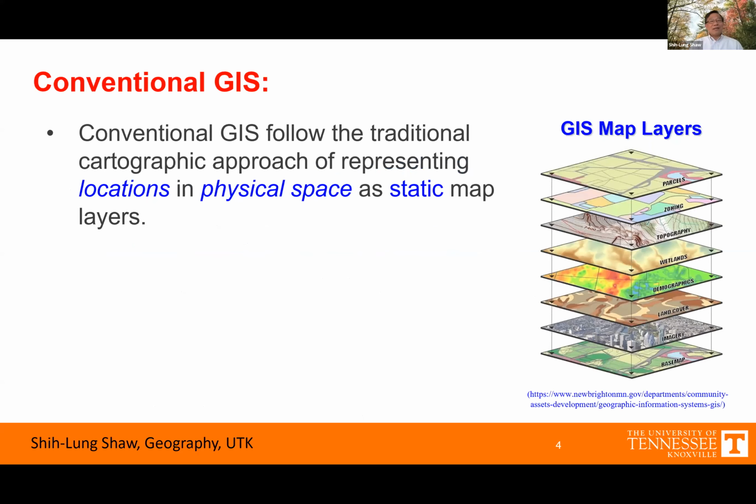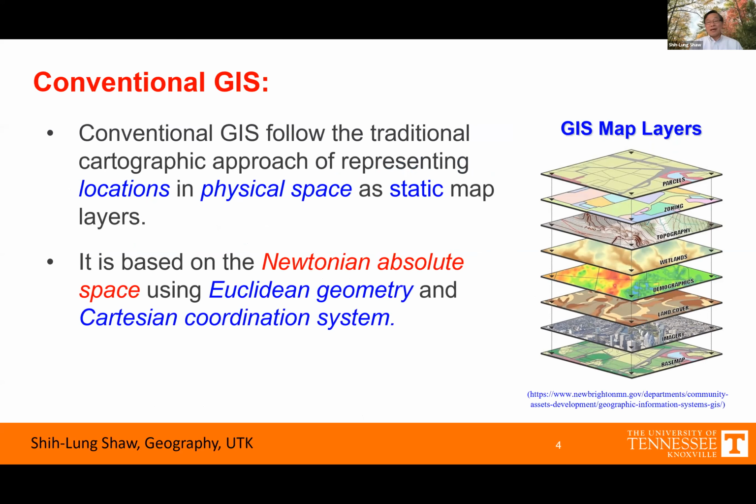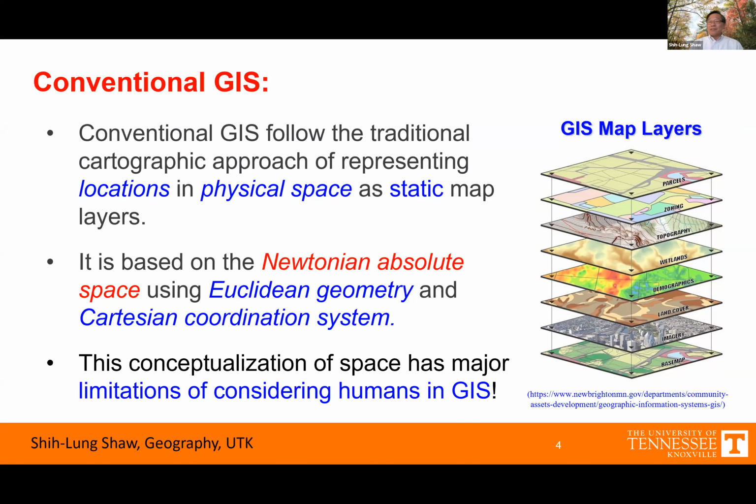That's not very surprising because conventional GIS have followed the traditional cartographic approach of representing locations in physical space as static map layers, like the diagram shows here. This approach is very much based on Newton's concept of absolute space, and we have been using Euclidean geometry and the Cartesian coordinate system to implement conventional GIS. We would like to argue that this conceptualization of space as Newton's absolute space has some major limitations when we need to consider humans in GIS.